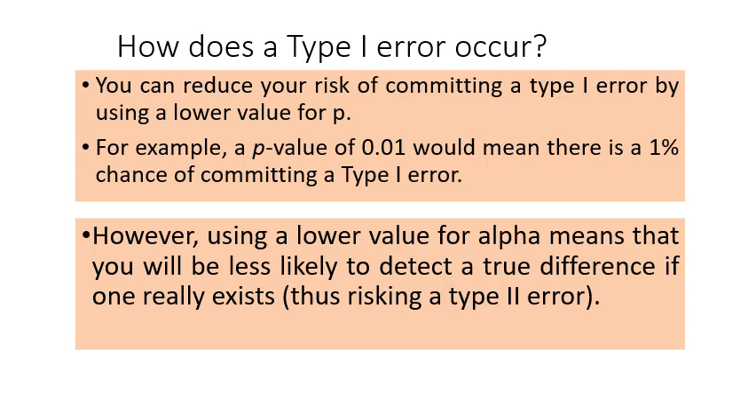Okay, so now for type 1, you can reduce your risk of committing a type 1 error by using a lower value of p. For example, if you have 0.01, that would mean there is only a 1% chance of committing the error. However, using that lower value of alpha means that you will be less likely to detect a true difference if one really exists, and thus you are risking a type 2 error. That is the false negative.